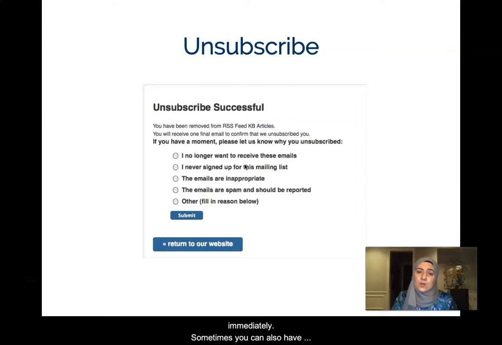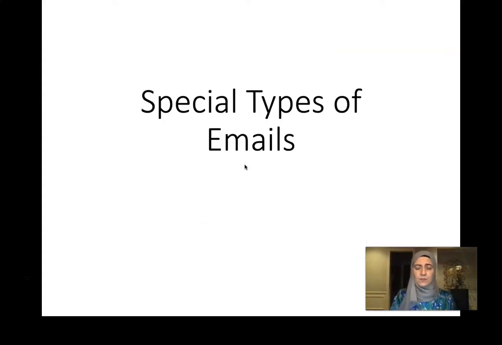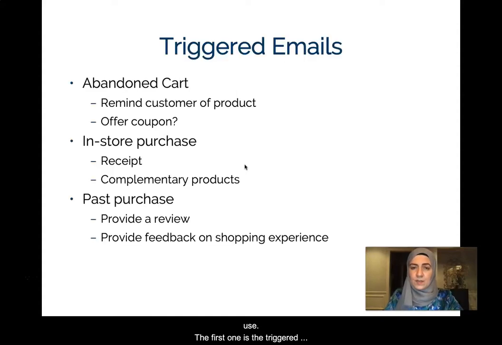Sometimes you can also have a little bit more advanced feature where you let them manage preferences. For example, they can opt to get fewer emails or only once a month or things like that. Okay, so we've talked about just general email marketing. Now let's discuss a couple of special types of emails that you might want to use, or an organization might want to use. The first one is the triggered email.